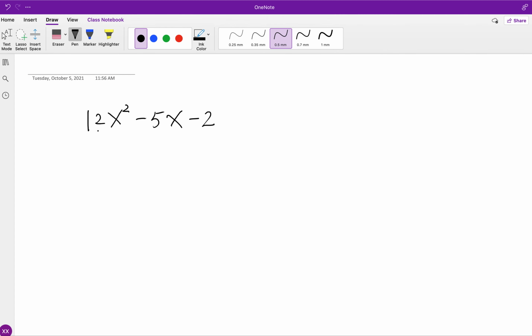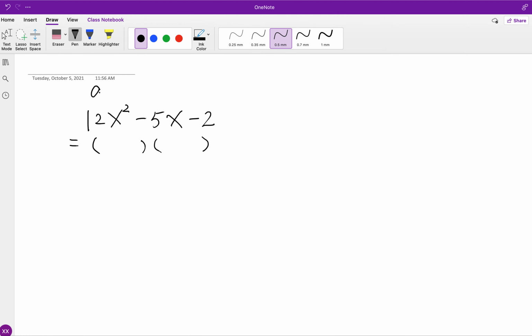Right, I'm going to do another question to demonstrate. So now this is another trinomial that's going to be factored into two binomials. Now the first step, as we said before, is to multiply the a with c.